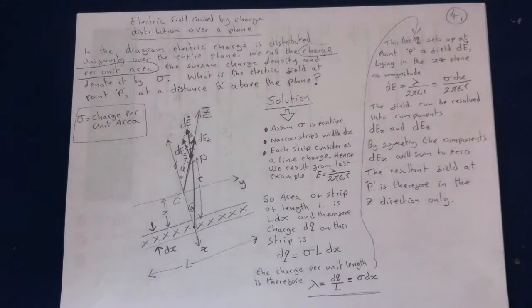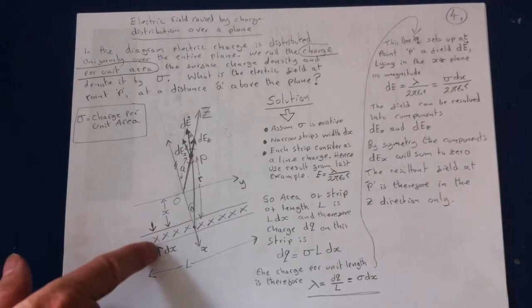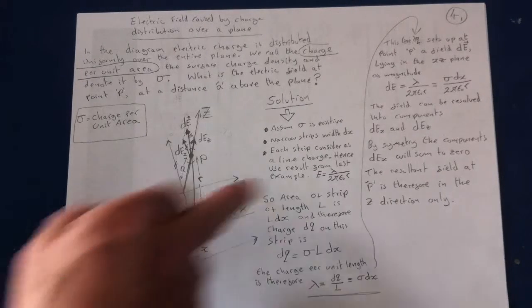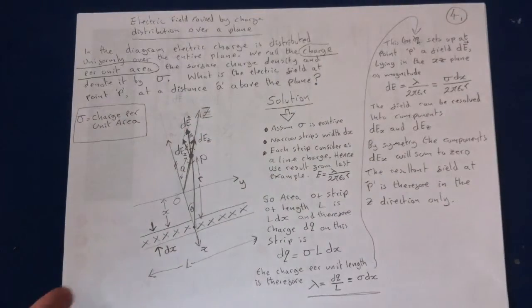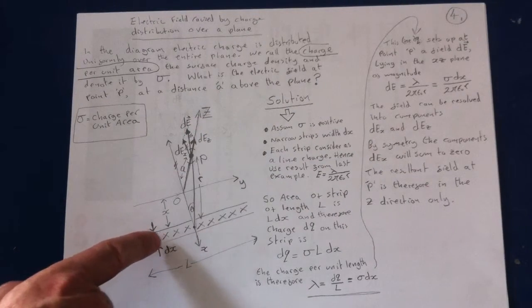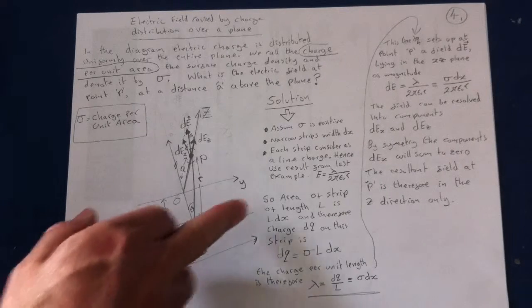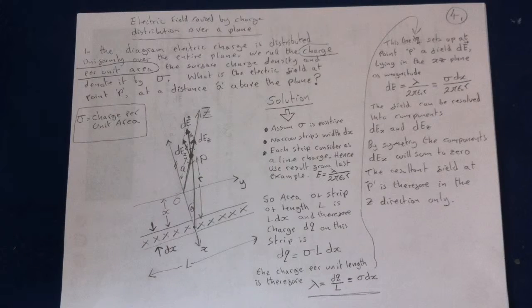If we divide the charge into narrow strips of width dx, parallel to the y-axis, you can see this strip's parallel to the y-axis. Each strip can be considered a line charge, and we can then use the result of the previous example. The area of a portion of a strip of length L is L dx. So if we think of this whole length here as L, then the area of this strip will obviously be L times the width. So it's width times height, if you like. That gives us the area of this whole strip.